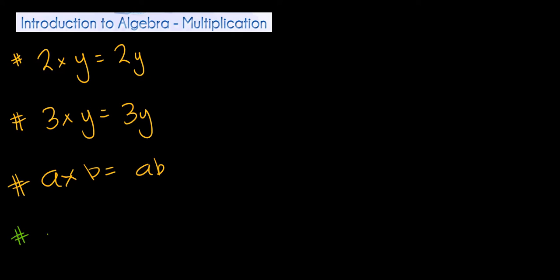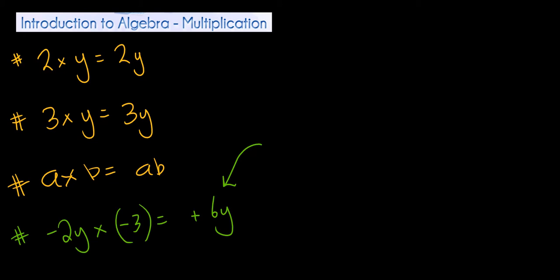Now, if we have something like negative 2y multiplied by negative 3, I'm going to put this in brackets, you should know that a negative multiplied by a negative is a positive, so we're going to get 6y. Here we say that the 6 is the coefficient, so I'm just going to write c, and we can say that y is the variable, I'm just going to write v. And we are familiar with what coefficient and variable mean.